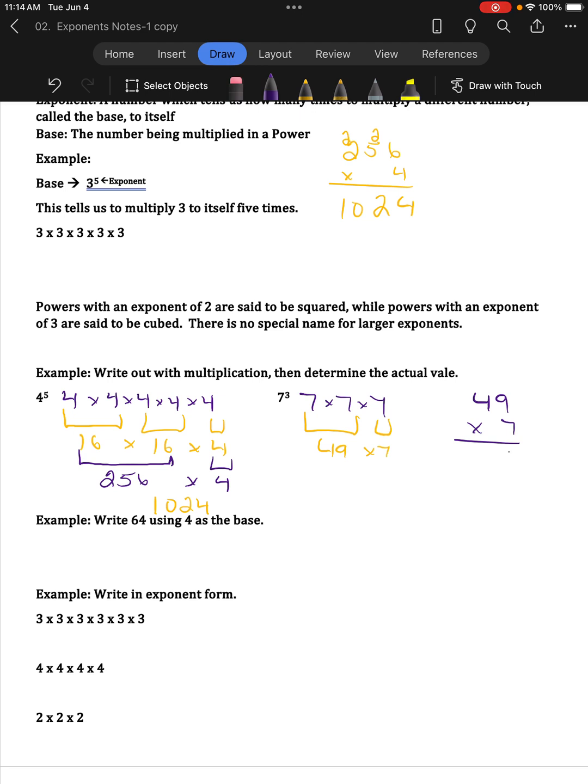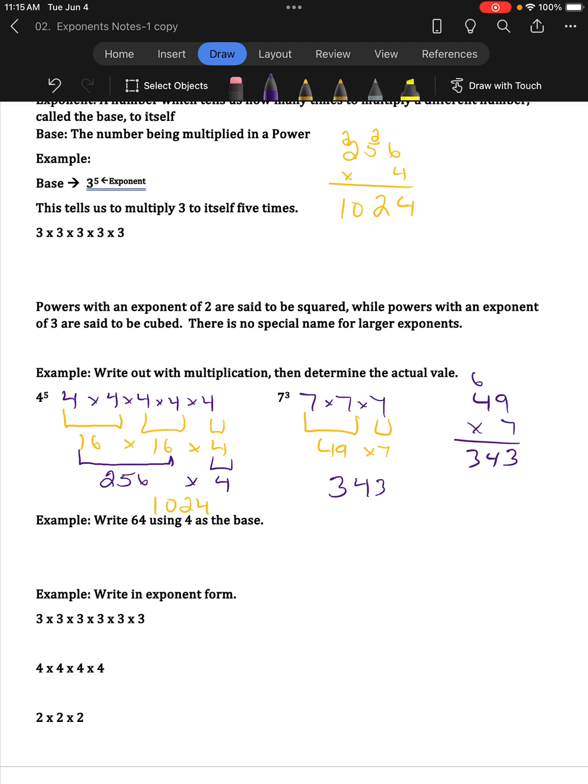7 times 9 is 63, carry our 6. 7 times 4 is 28. 28 plus the 6 that we carried is 34. So 49 times 7, and ultimately 7 to the 3rd power, is 343.